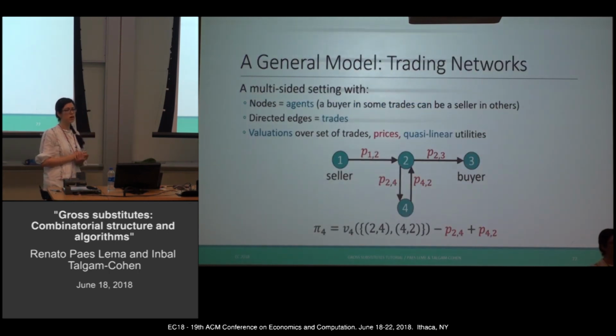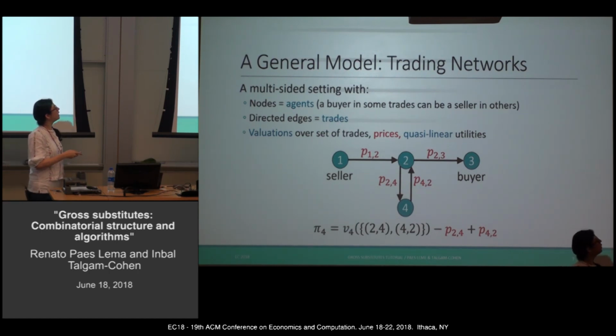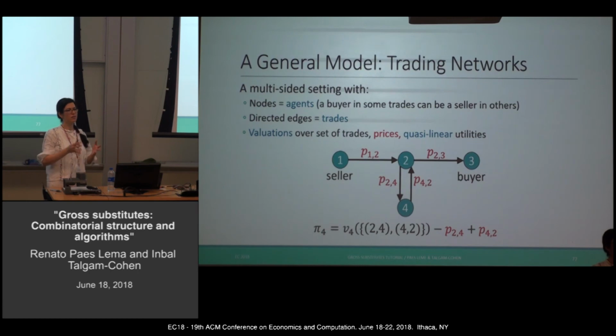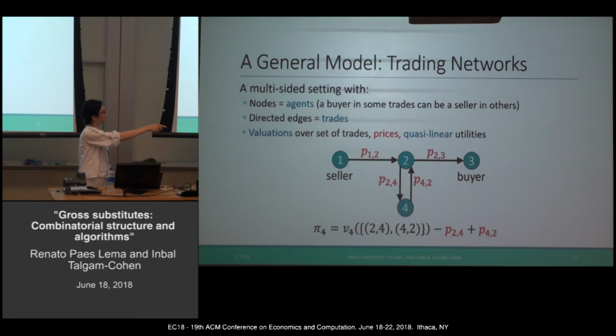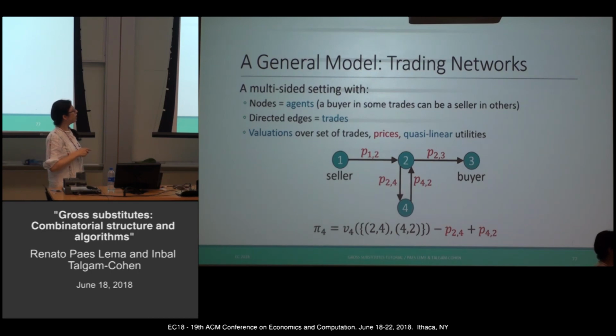What I want to do now is show you maybe the most general model that people are working on right now, and this is called trading networks. This is a multi-sided setting. The trading network has a node for each one of the agents. I say agent and not buyer or seller, because an agent can be a buyer in some trades and a seller in others. We have a directed edge between the agents if there's a trade going on between them, where this side of the edge is the seller and the side with the incoming edge is the buyer for that particular trade. And then everything is kind of familiar.